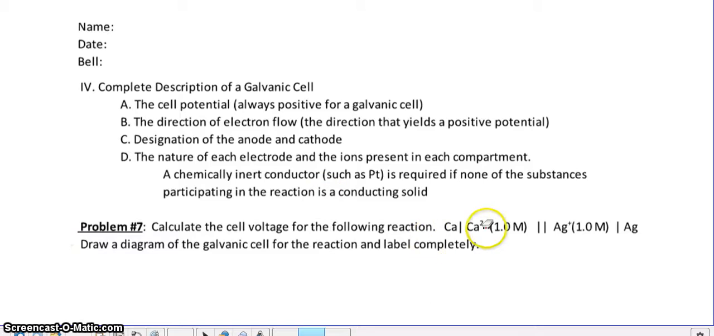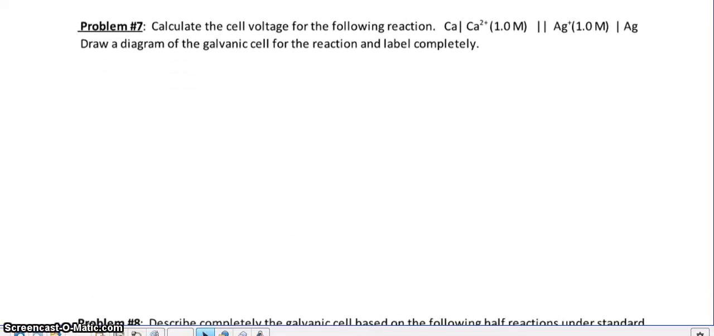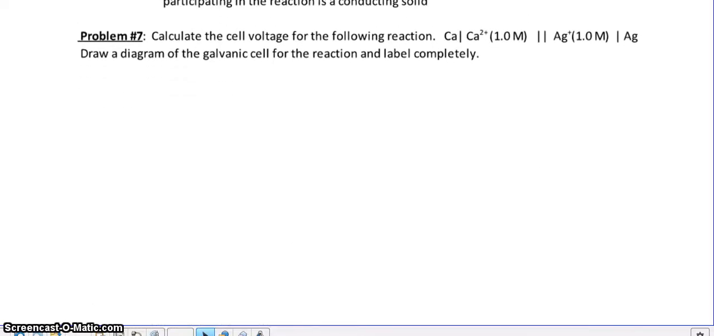And here is our line diagram. What we need to include is to draw the diagram of the galvanic cell for the reaction and label it completely. Hopefully you have a little better time of that than I will, because you know me and my smartboard is not probably going to work out too well. So how are we going to attack this problem? They gave us the line diagram. And what do you remember is true in a line diagram? In the line diagram, the anode is always written first and then the cathode.